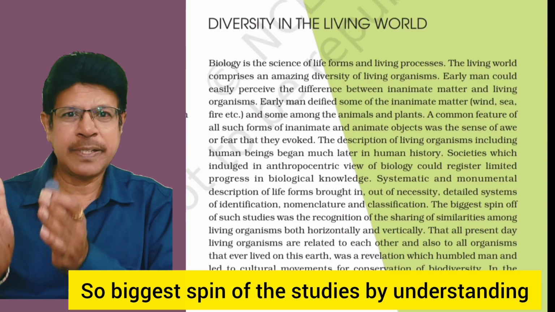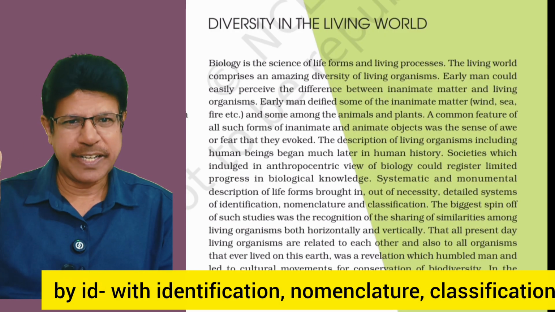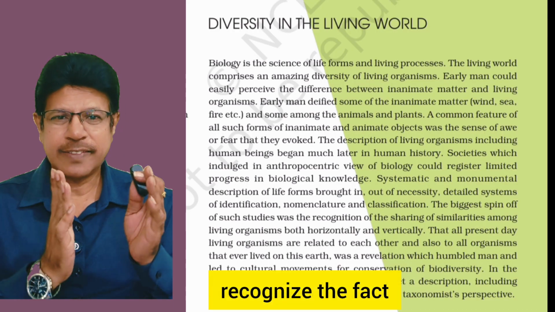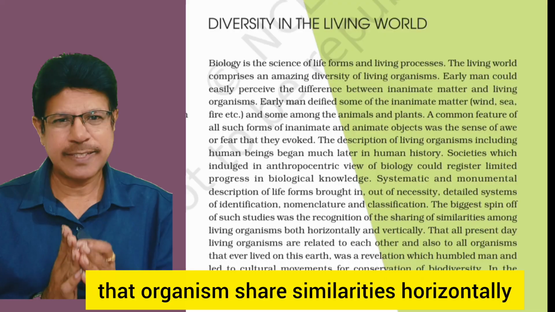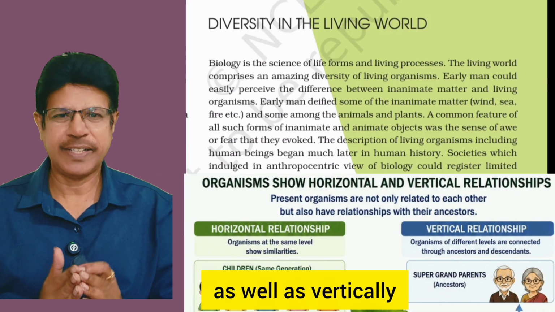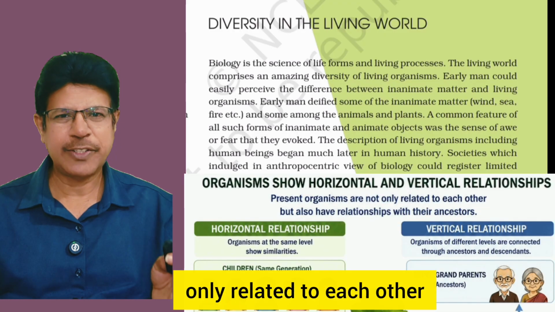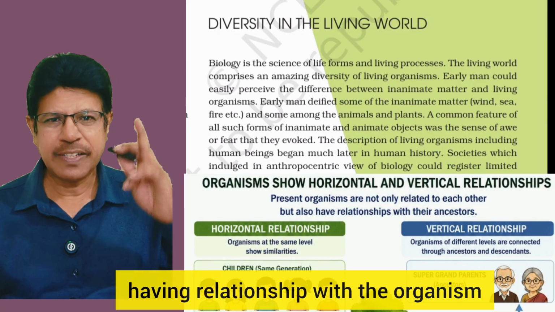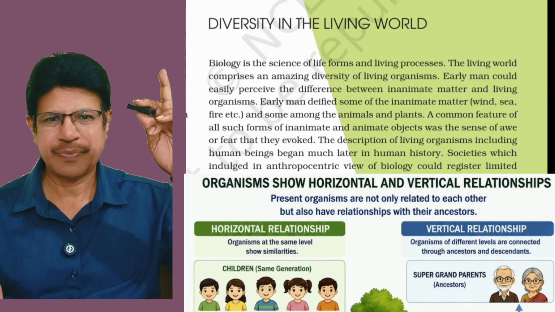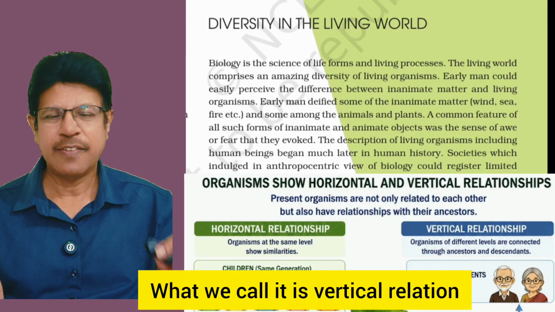So the biggest spin-off of studies in identification, nomenclature and classification is the recognition that organisms share similarities horizontally as well as vertically. That is, present-day living organisms are not only related to each other, they also have a relationship with the organisms that lived in the past, that is, an ancestral relation. What we call the vertical relation.